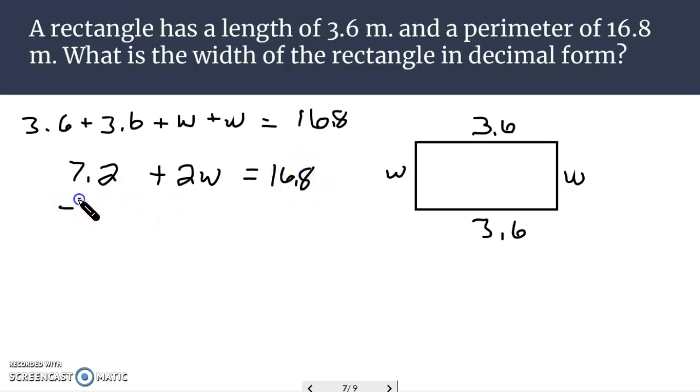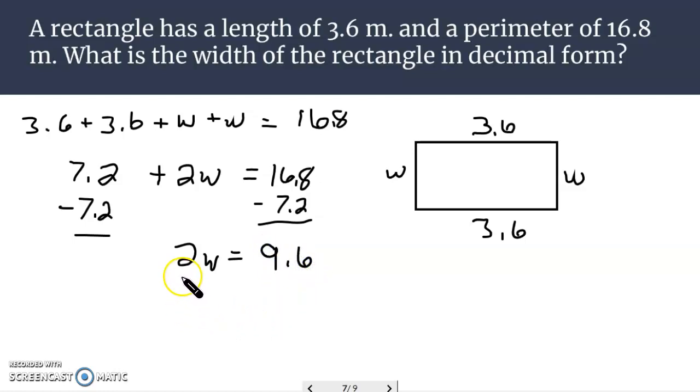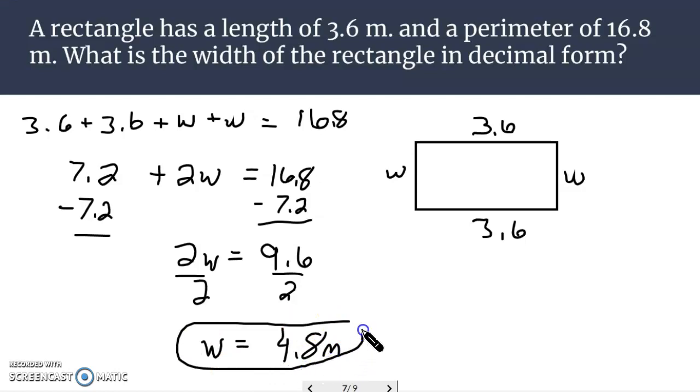First thing I'm going to do is take away the 7.2 from both sides. And we end up with 9.6. And then we're going to divide by 2. Apparently the width is 4.8 meters. You can always check that. If we go back and do 3.6, 3.6, 4.8, 4.8, it will add up to 16.8.